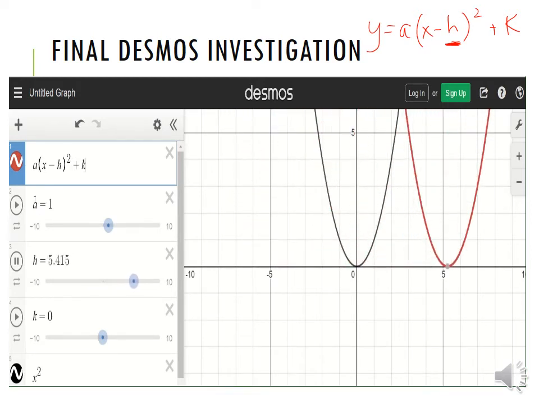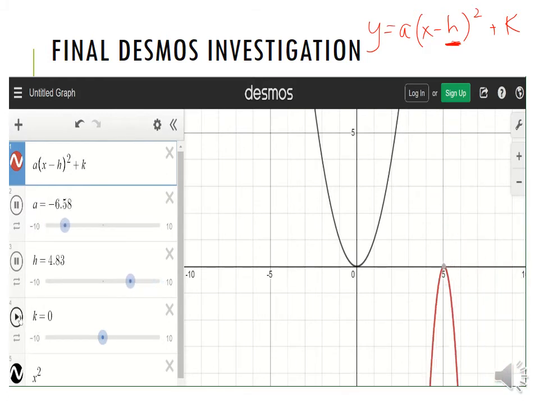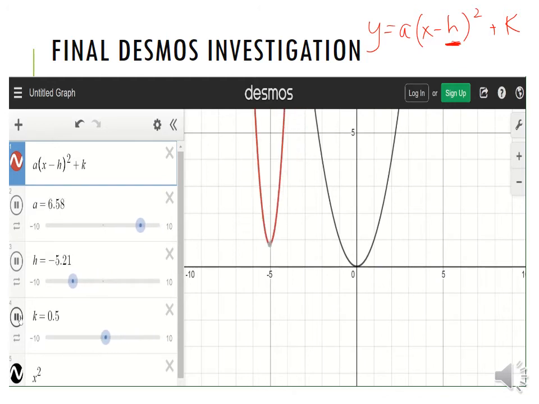And maybe just for fun, we will play all of our variables. And then we can see everything is happening. It's moving left, it's moving right, it's moving up, it's moving down, opening down, becoming more narrow, and becoming wider.